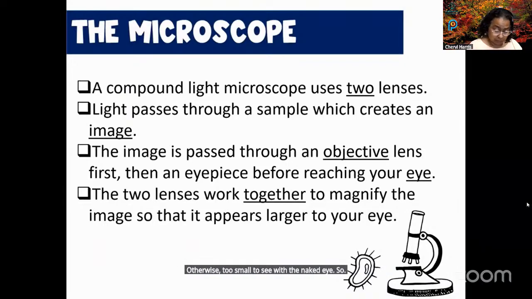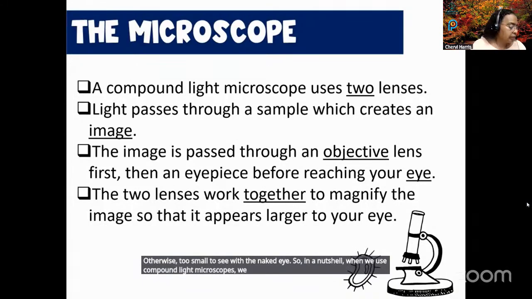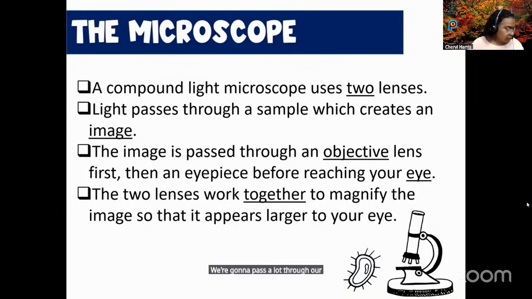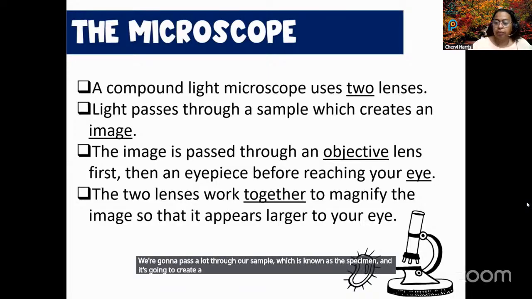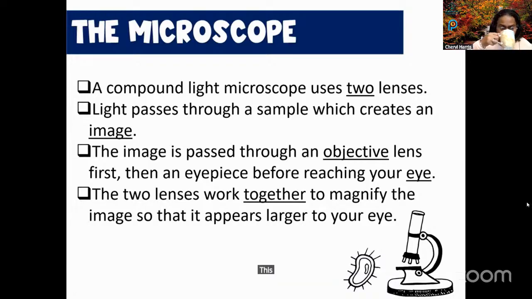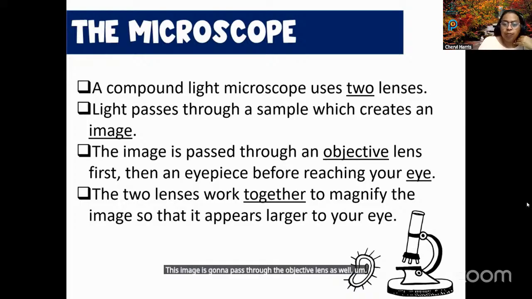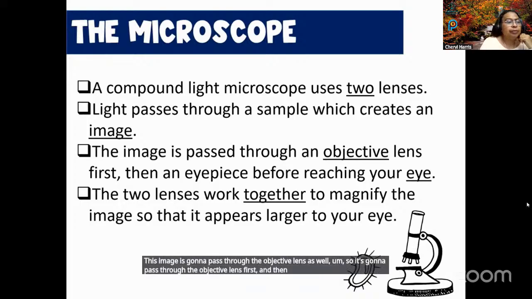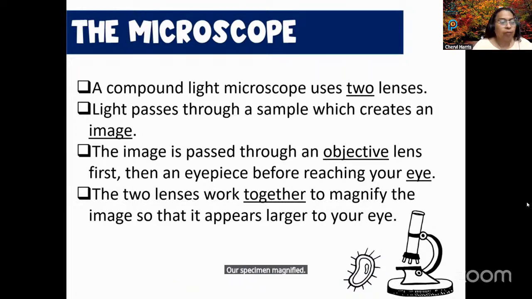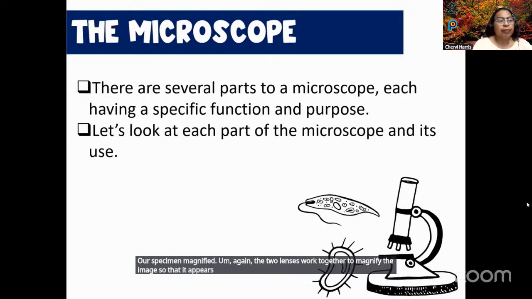In a nutshell, when we use compound light microscopes, we pass light through our sample, which is known as the specimen, and it creates a magnified image. This image passes through the objective lens first and then the eyepiece, and the eyepiece is what we actually look into to see our specimen magnified. Again, the two lenses work together to magnify the image so that it appears larger to the naked eye.